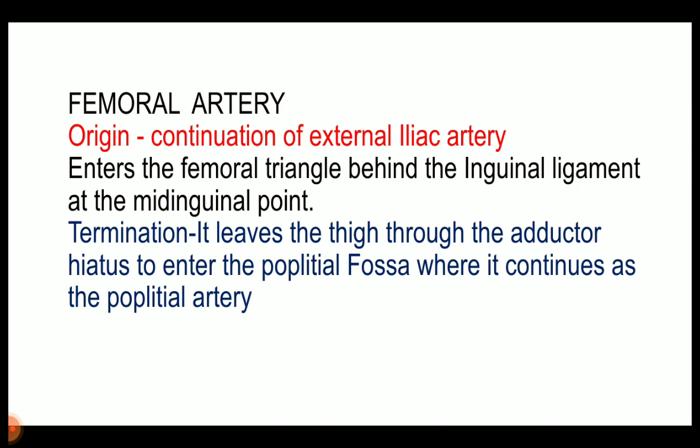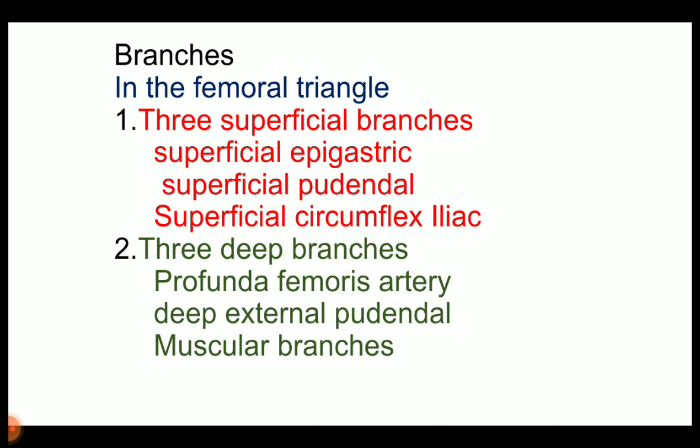the popliteal artery. The branches in the femoral triangle: it has three superficial branches. One is superficial epigastric artery, the second is superficial pudendal artery, and the third is superficial circumflex iliac artery. And it has three deep branches. One is profunda femoris artery, the second is deep external pudendal artery, and the third is the muscular branches.